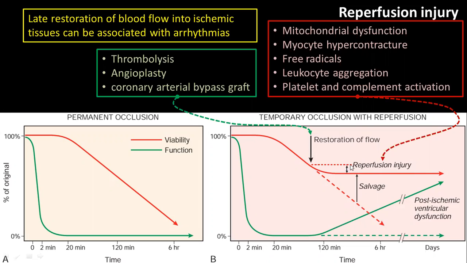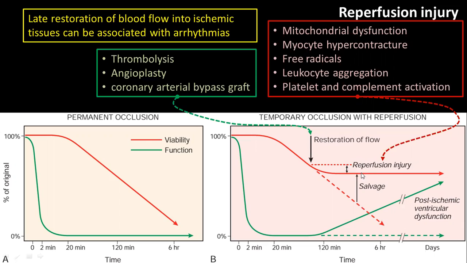So this percentage is lost due to mitochondrial dysfunction, myocyte hypercontracture, free radicals, leukocyte aggregation, platelet and complement activation. All these things are caused by reperfusion injury, and this portion of the muscle is lost due to that. But still, we should continue with reperfusion.